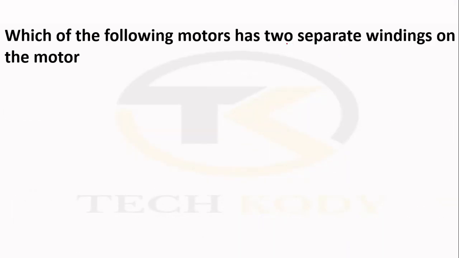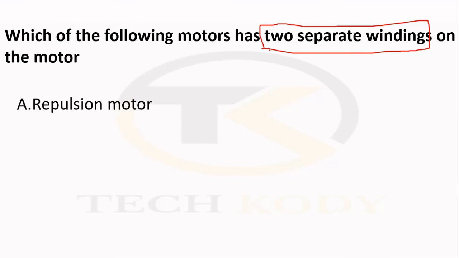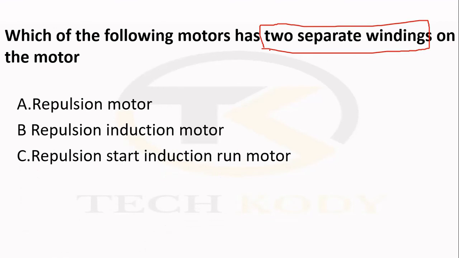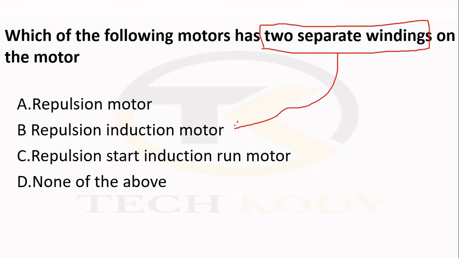Which of the following motors has two separate windings on the motor? Here you can see the two separate windings: repulsion motor, repulsion induction motor, repulsion start induction run motor, or none of the above. The repulsion induction motor has two separate windings on the motor.